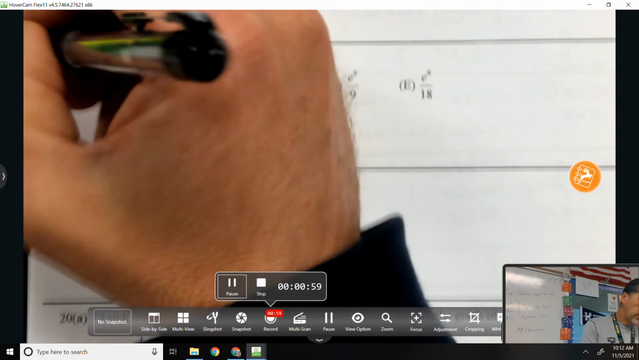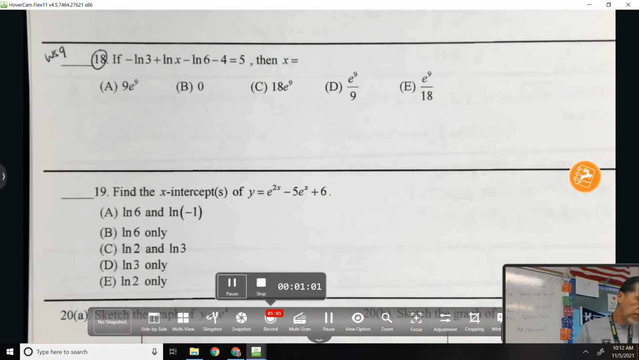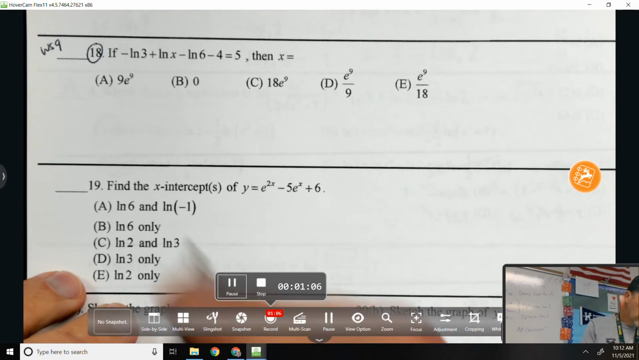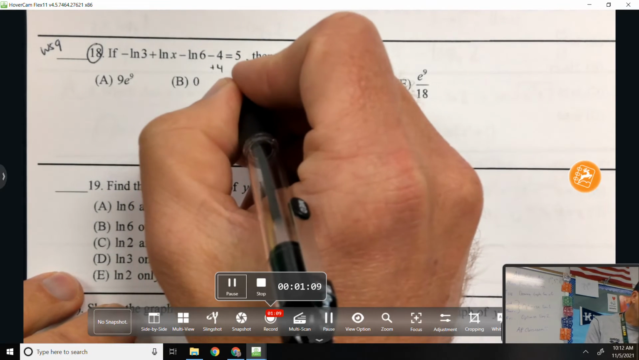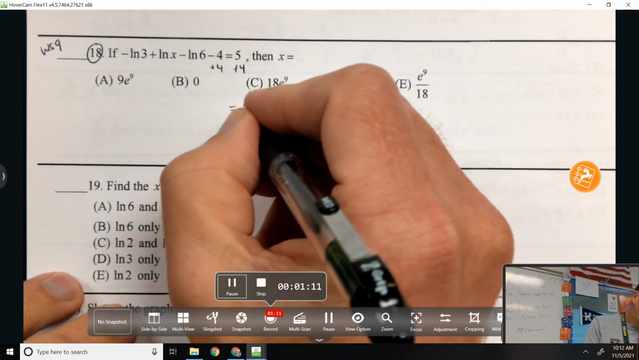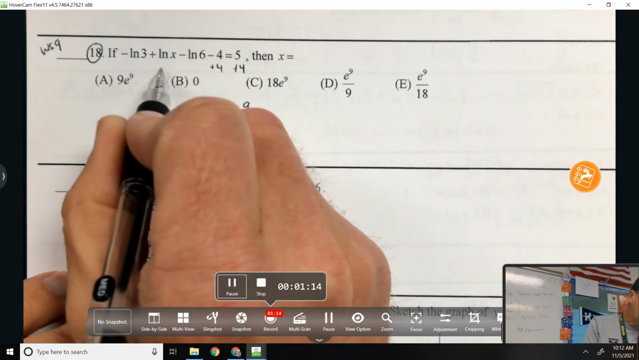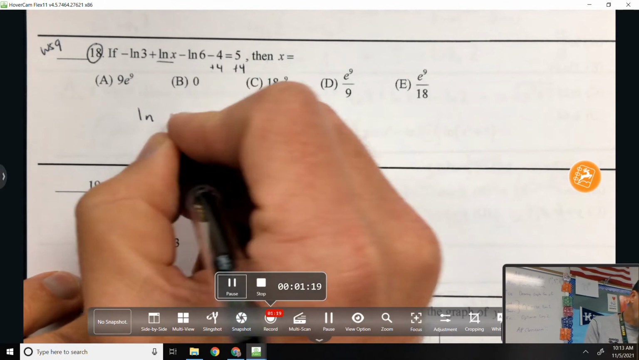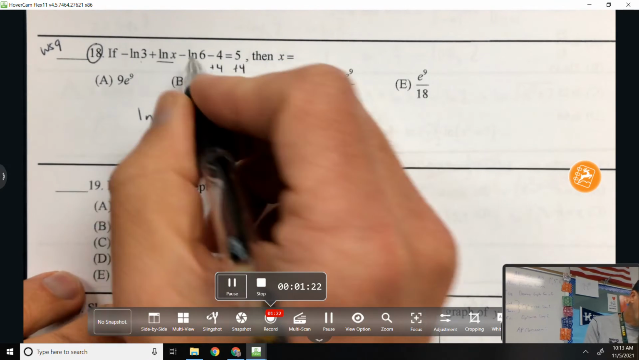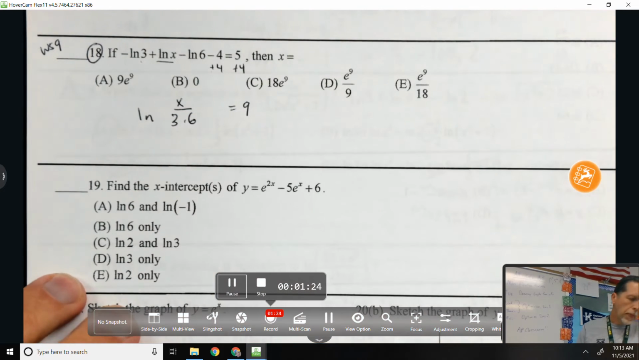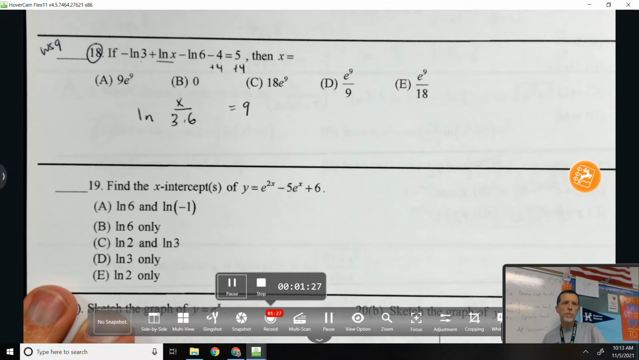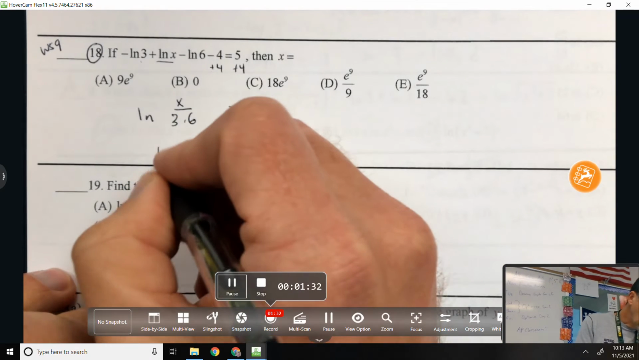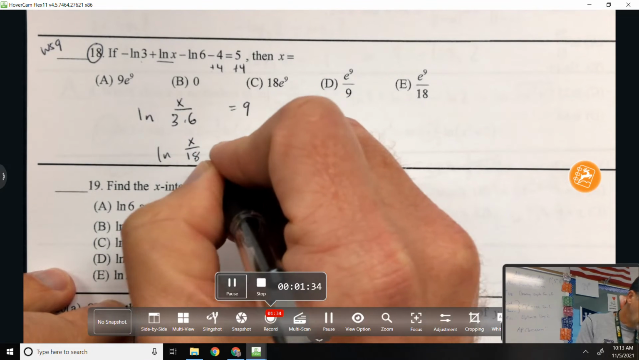So number 18 on worksheet 9, the review. Solving for x. I would move the 4 over to get it out of the way. And then anything negative is in the bottom, anything positive is in the top. So x is in the numerator, 3 and 6 are in the denominator. I move the 4 over. So natural log of x over 18 equals 9.